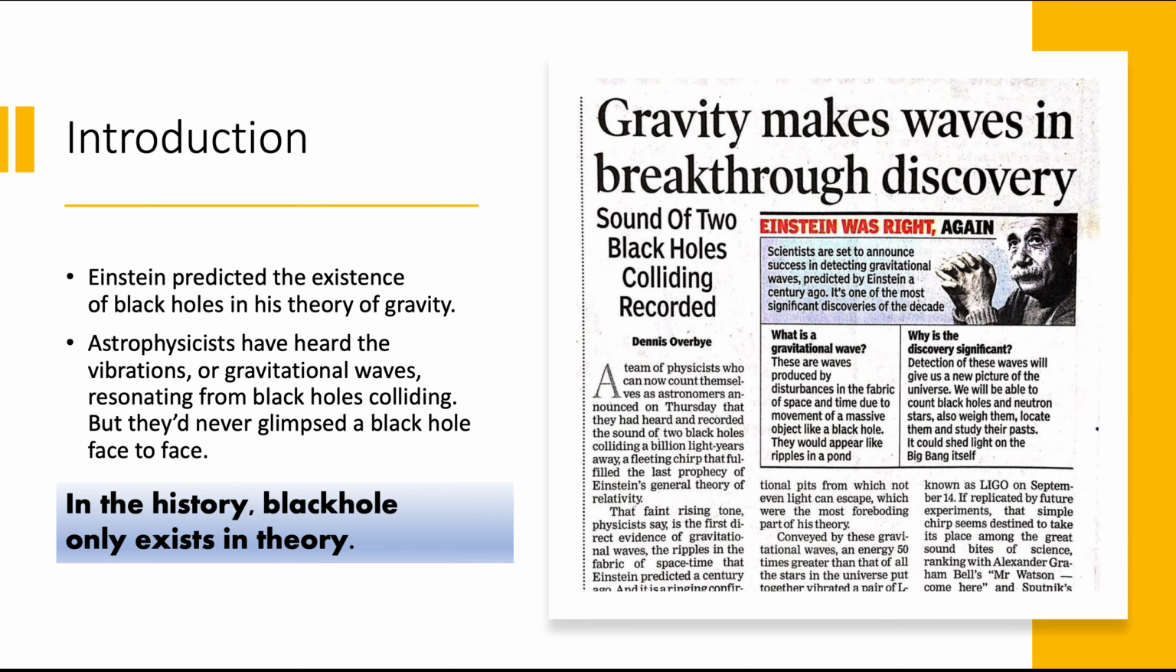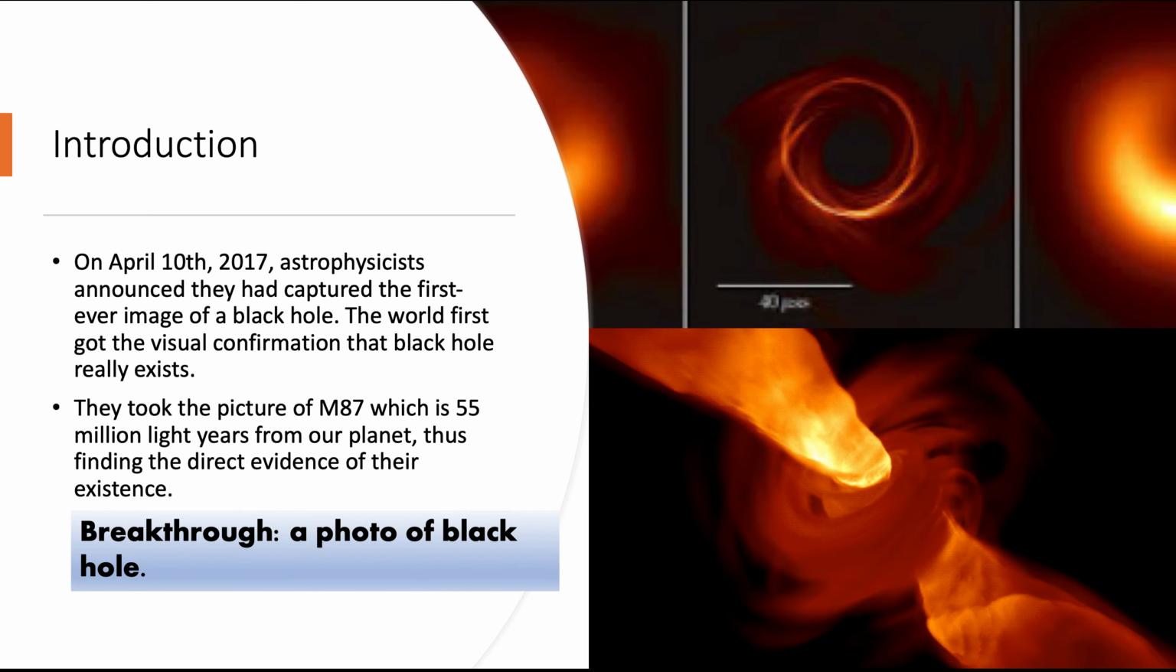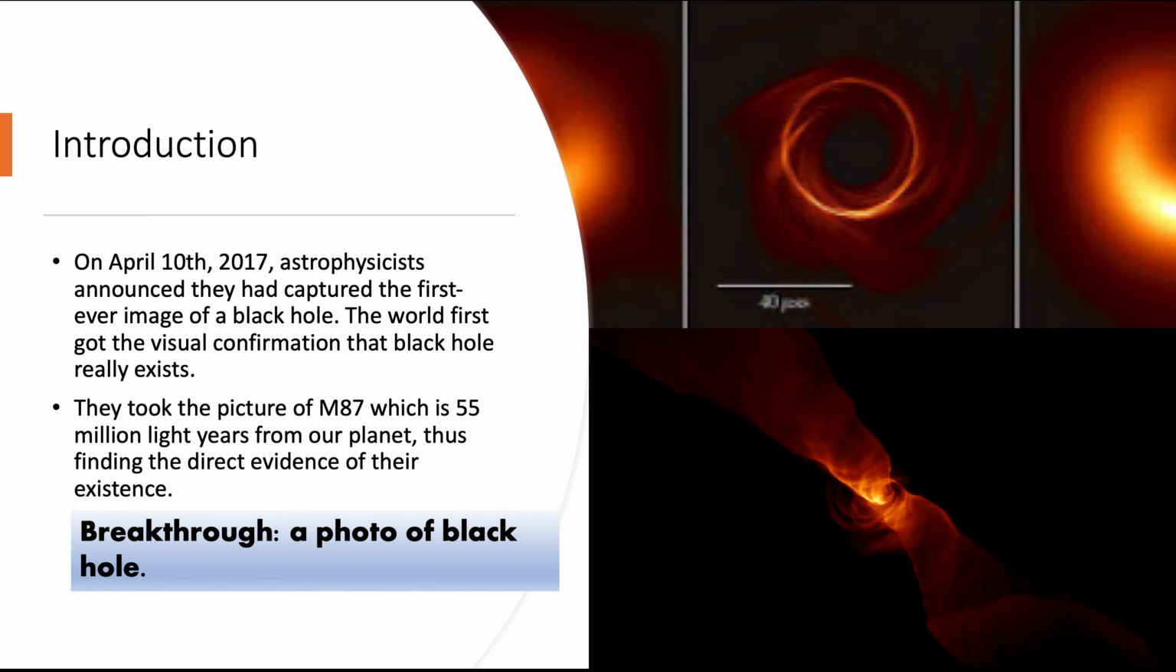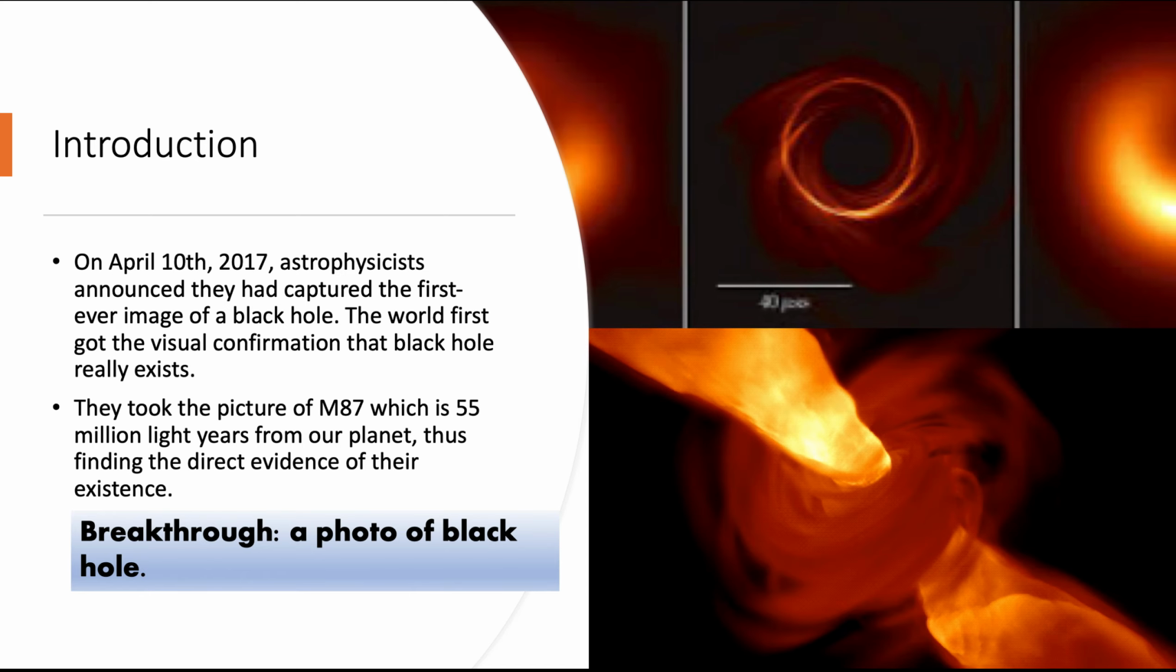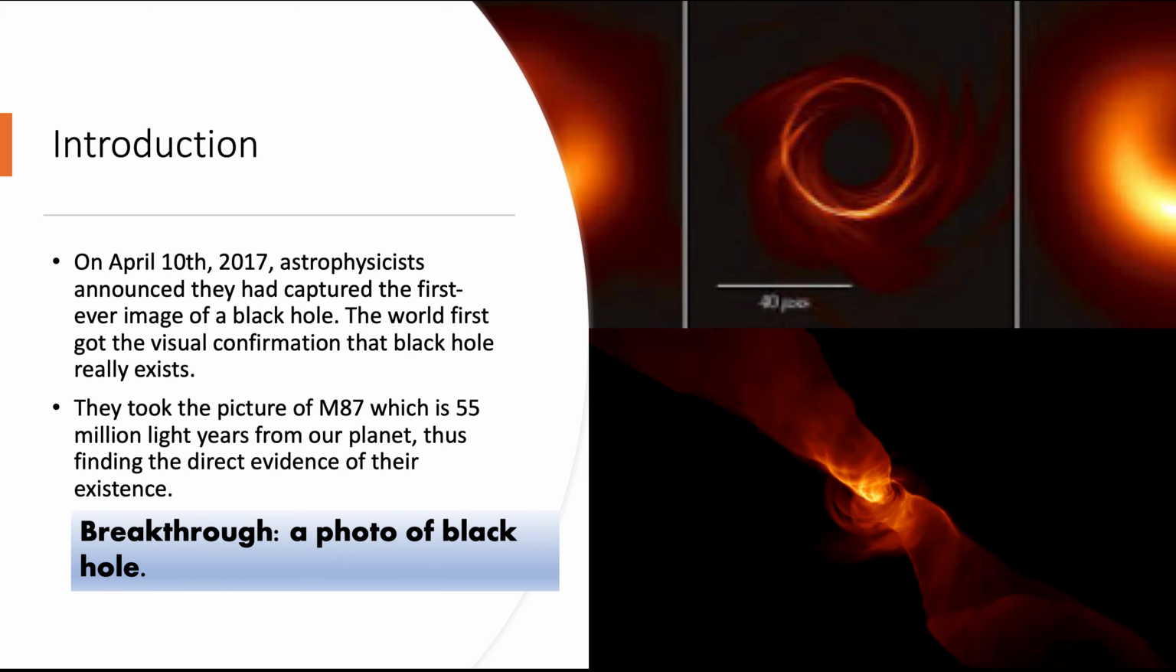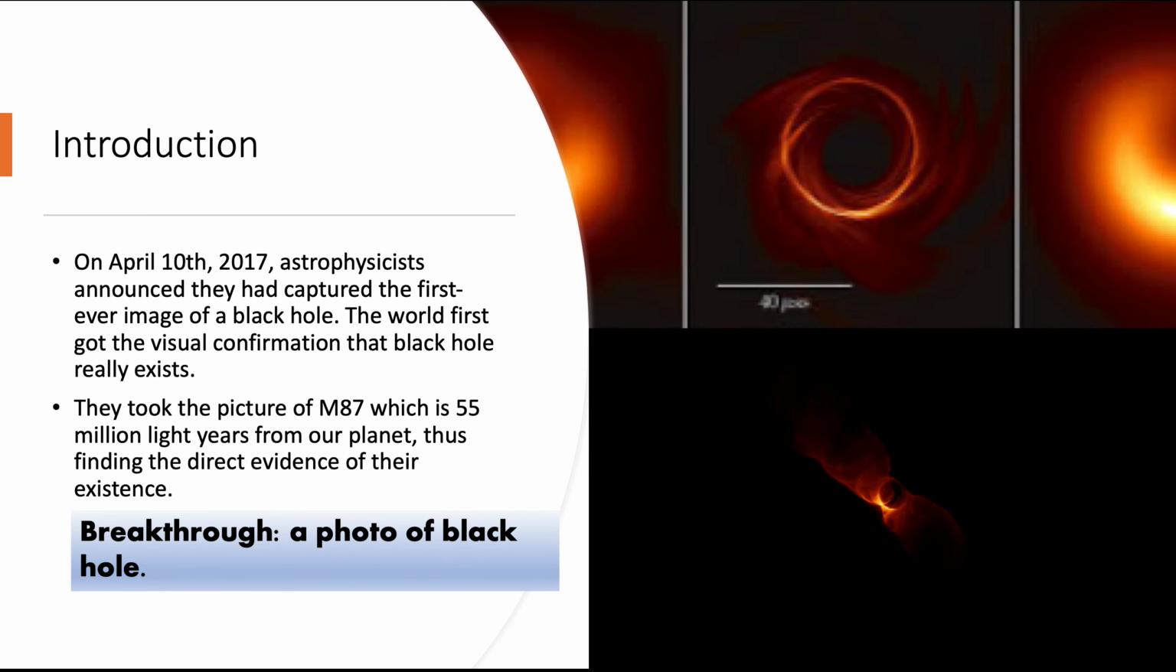Einstein predicted the existence of black holes in his theory of gravity. But before we took a picture of the black hole, no one had discovered a black hole face to face. However, on April 10, 2017, physicists announced that they had captured the first ever image of a black hole. That is, the world got its first visual confirmation that black holes really exist. This is the picture of the black hole M87, which is 55 million light years away from us.